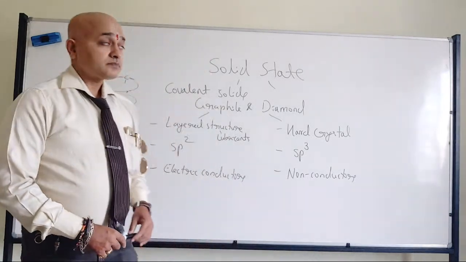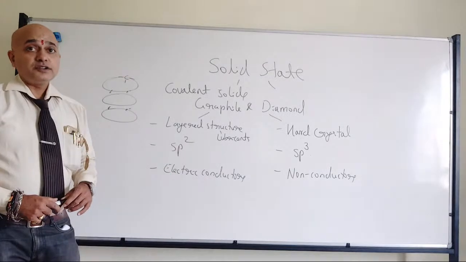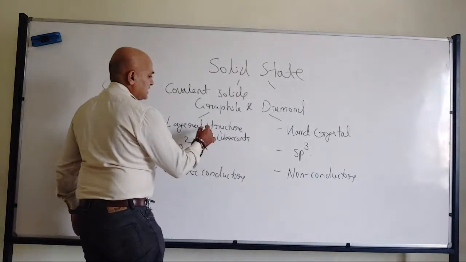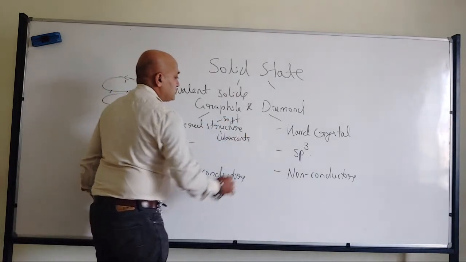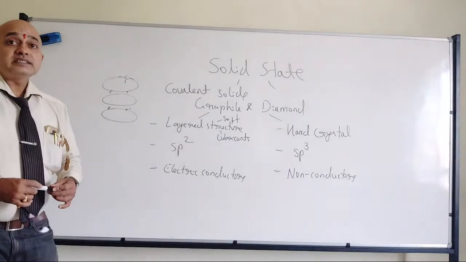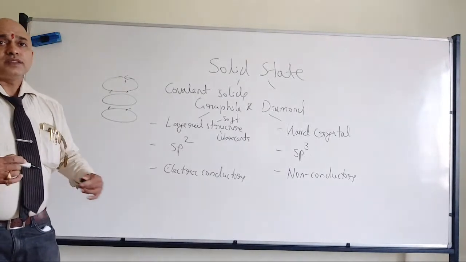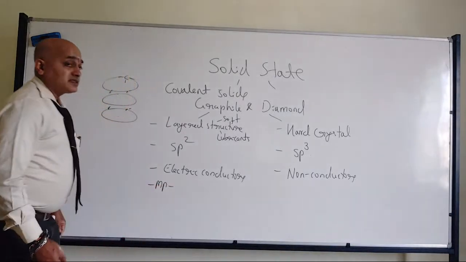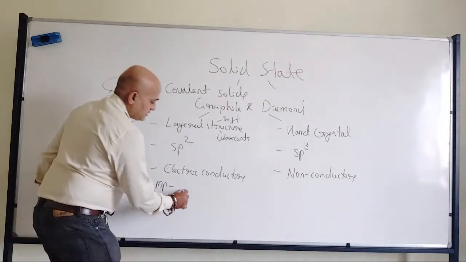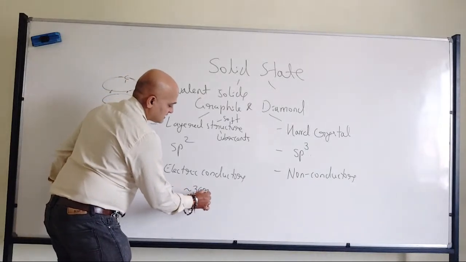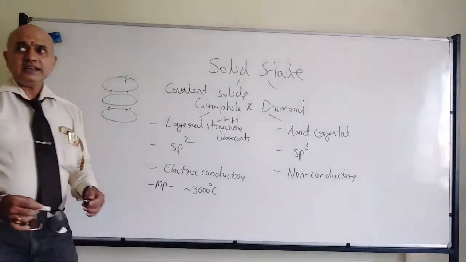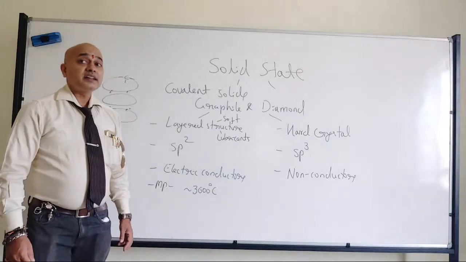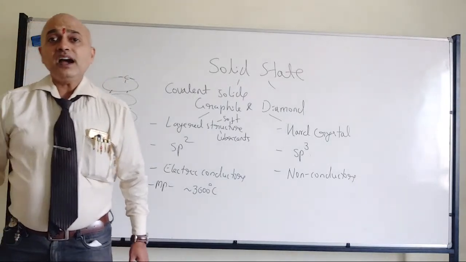Now, when it comes to melting point, don't think that graphite, since it is a soft material, has a low melting point. No. If you see the melting point of graphite, it is approximately 3600 degrees Celsius. Can you imagine? A very, very high melting point.